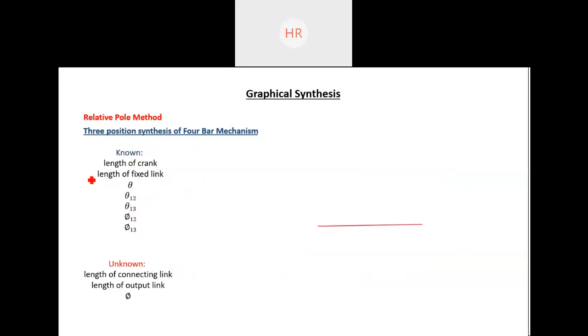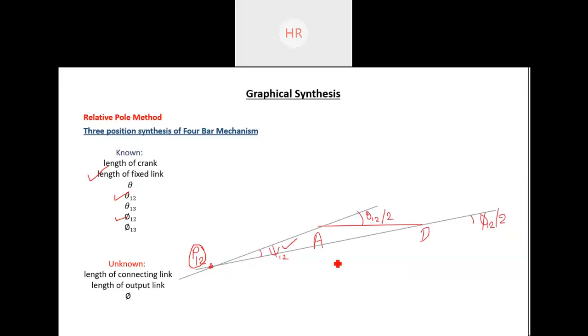First, the length of fixed link is known to us, so we plot AD and at an angle theta 1 2 by 2, we draw a line. Then at angle phi 1 2 by 2, we draw another line that will intersect at pole point P12. We will get point P12 like this. Then we will measure these angles zeta 1 2 and at an angle theta we will locate point B.